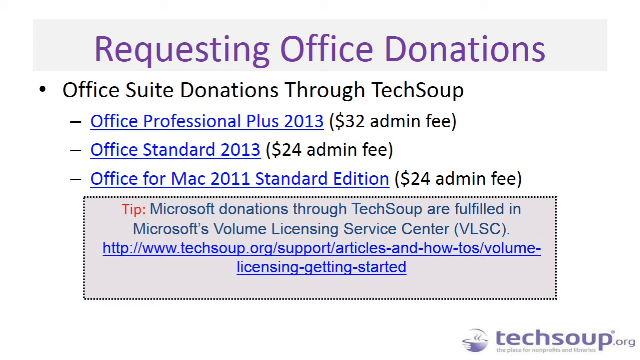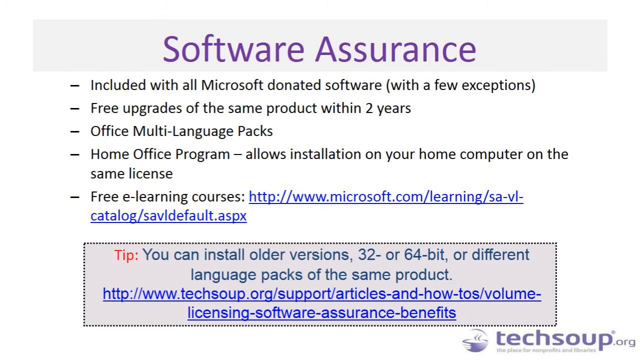And so I included some info here with a link to the Volume Licensing Guide, how to get started and how it works. And I also want to mention that if you have requested Office through TechSoup in the past 2 years, you may be eligible to upgrade for no cost through the software assurance benefit that comes with all of the products donated through Microsoft's program with TechSoup, with very few exceptions.